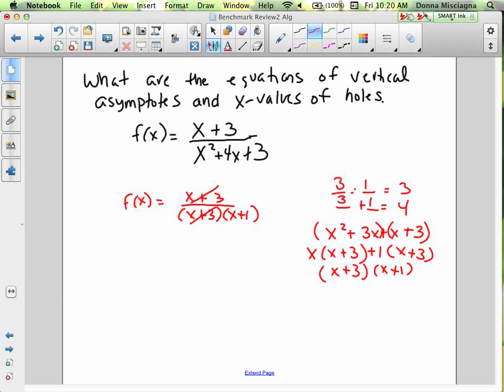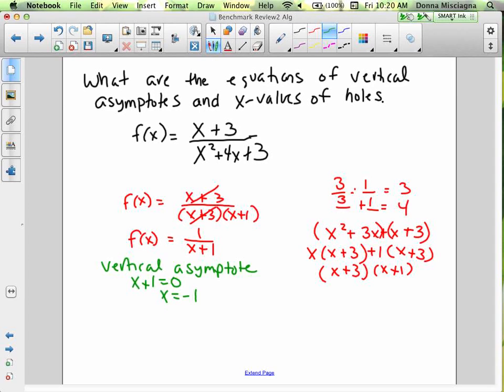The x plus 3's cancel. And I had said that any factor in the denominator that doesn't cancel is a vertical asymptote. What about the ones that cancel? So our new function is 1 over x plus 1. Right? There's a vertical asymptote at the factor that didn't cancel. So x plus 1 equals 0, x equals negative 1.